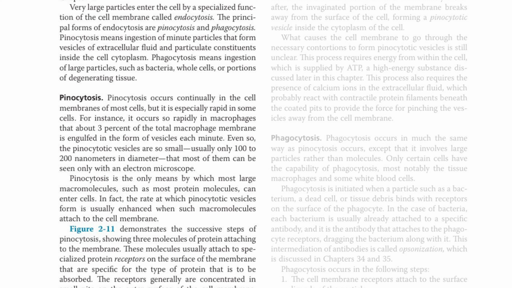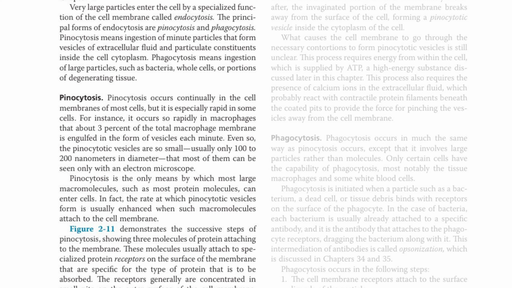Pinocytosis. Pinocytosis occurs continually in the cell membranes of most cells, but it is especially rapid in some cells. For instance, it occurs so rapidly in macrophages that about 3% of the total macrophage membrane is engulfed in the form of vesicles each minute. Even so, the pinocytotic vesicles are so small, usually only 100 to 200 nanometers in diameter, that most of them can be seen only with an electron microscope.